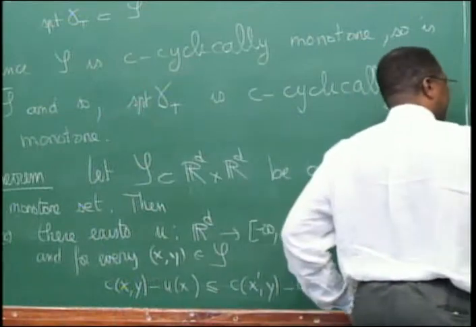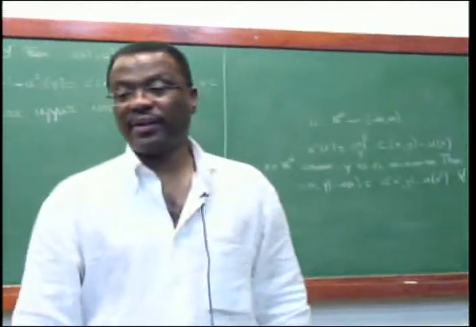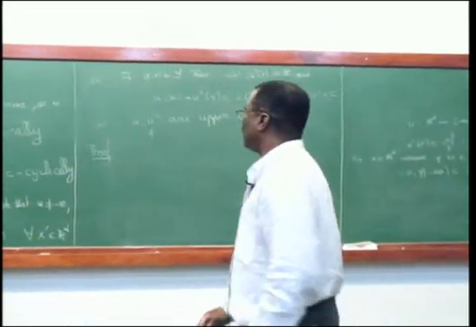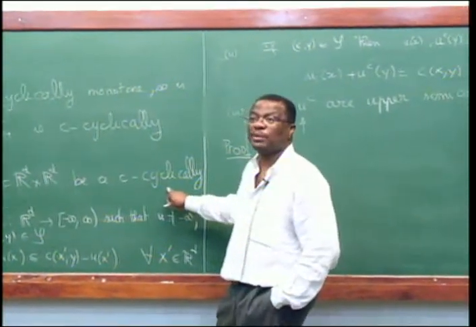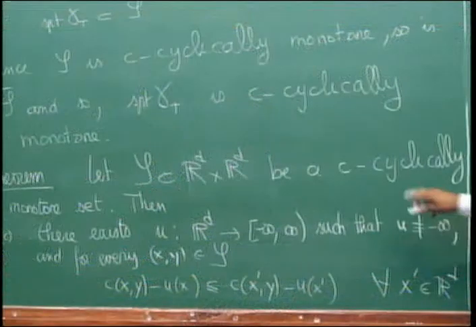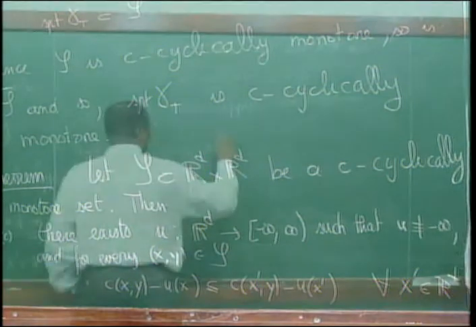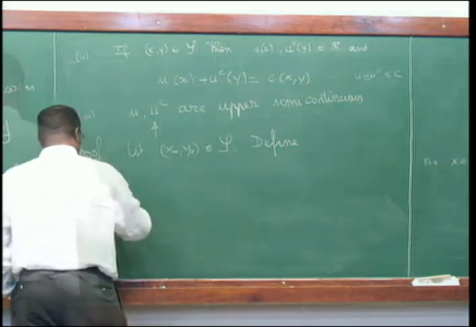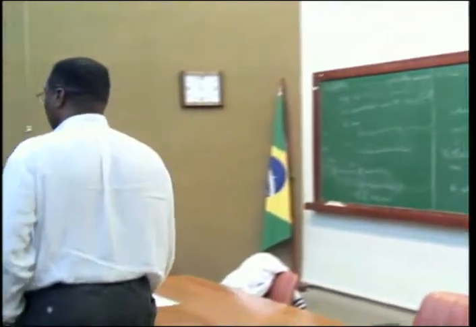Proof. This proof is due to Rockafellar in the case where c(x,y) is |x minus y| squared. My set is C cyclically monotone, and so I assume it is non-empty. This is part of the definition of C cyclically monotone. Let (x0, y0) be in S. Define u of x.